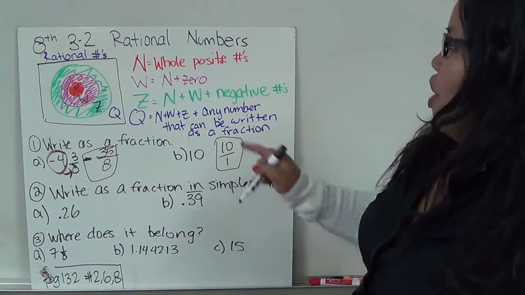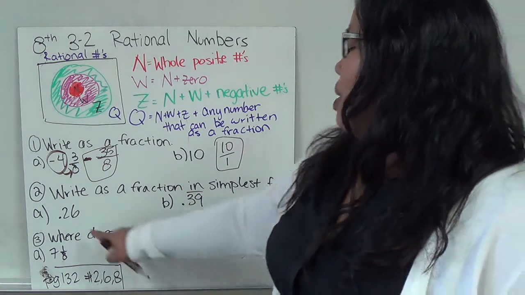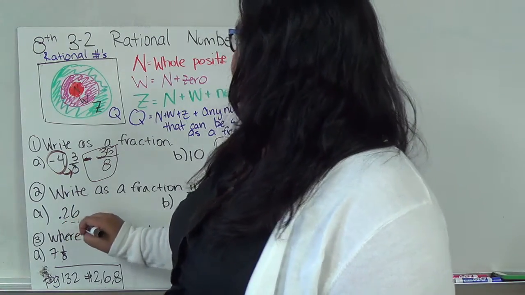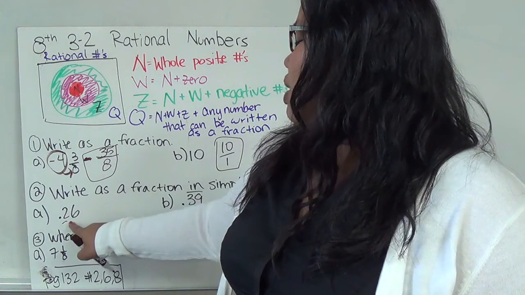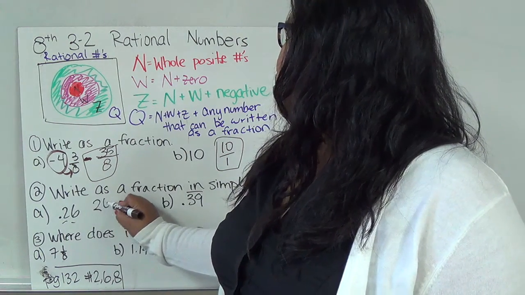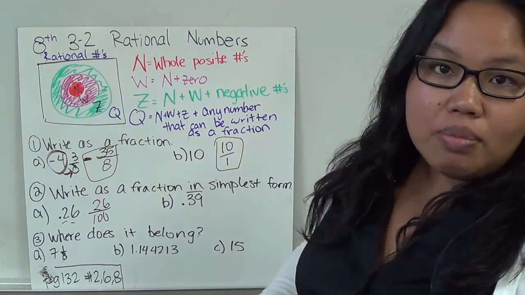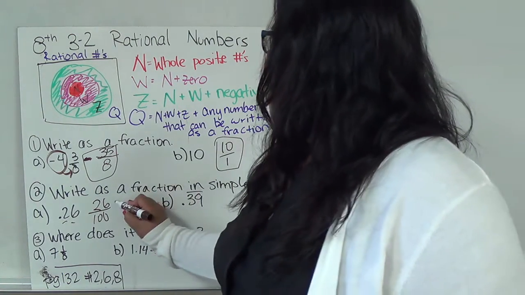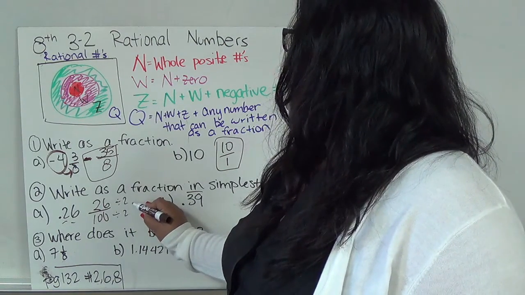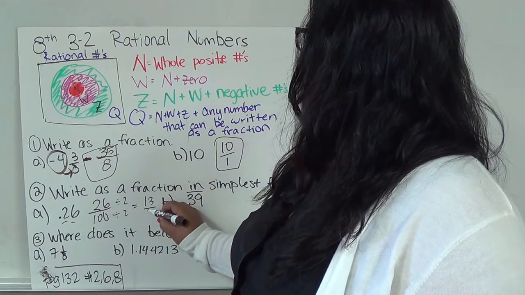Okay? If I want to write this as a fraction in the simplest form, then basically I'm going to look at its place value. For example, this is the tenths place, this is the hundredths place. So because it's hundredths, I'm going to put 26 over 100. But remember, it wants it in simple form, so I'm going to divide both by 2. If I can't divide it by anything after, then it's in its simplest form, but divided by 2 gives me 13 over 50.